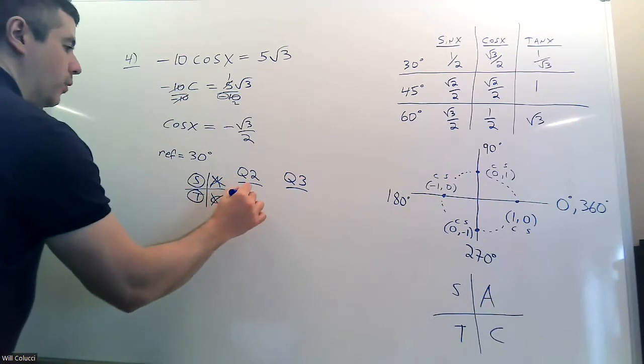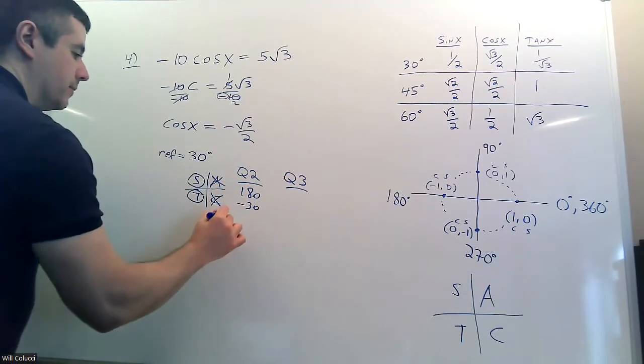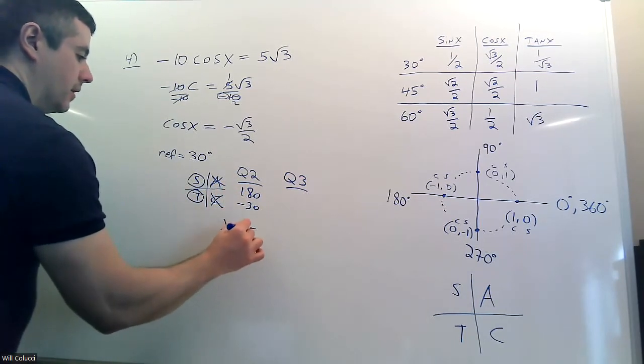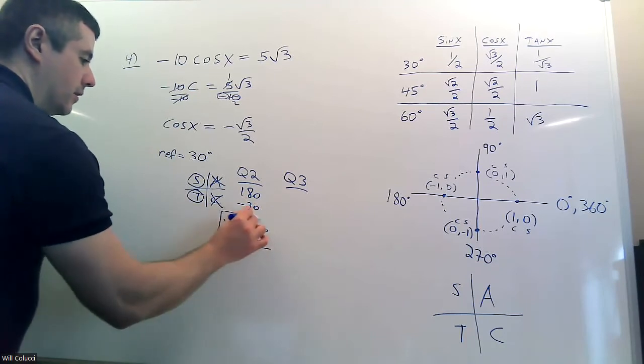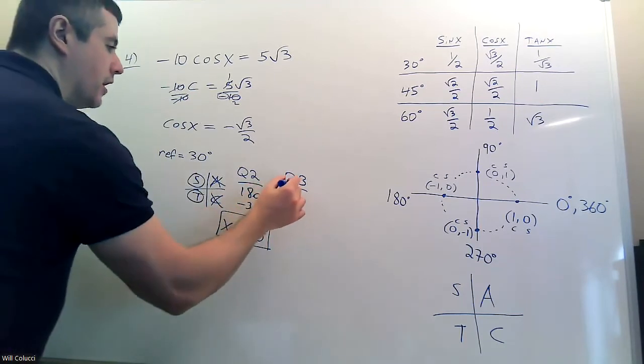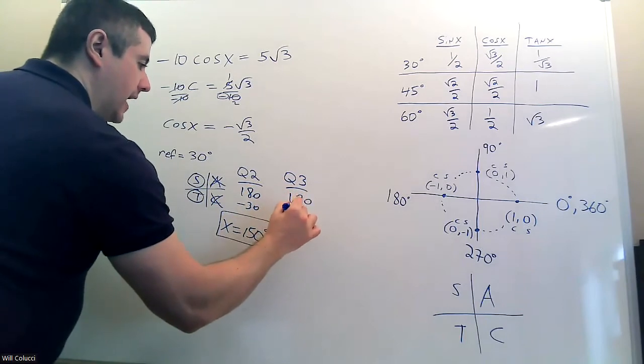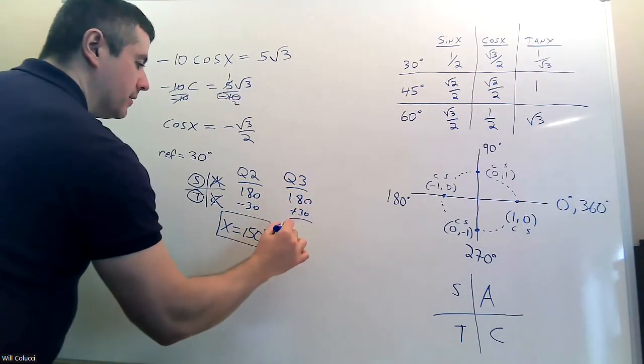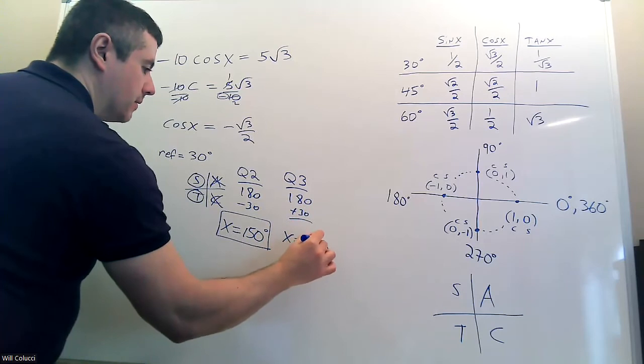In quad 2, you take 180, subtract 30. Why are you trying to make me upset? You're not old like this. So you get 150. To do quad 3, you take 180 and you add 30 and you get 210.